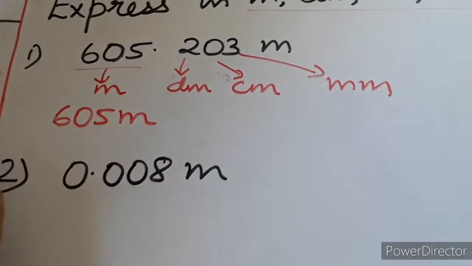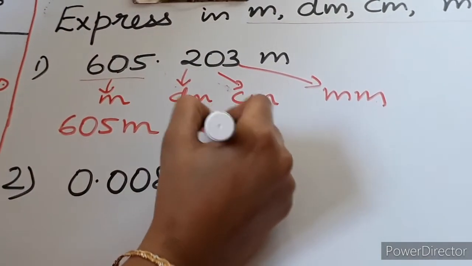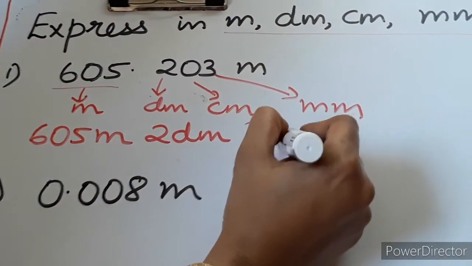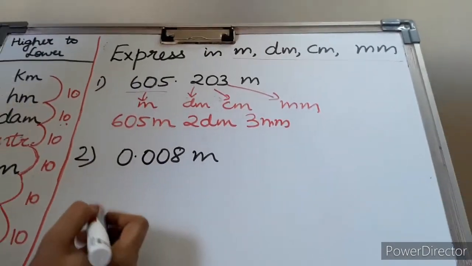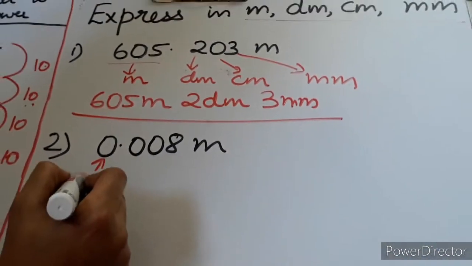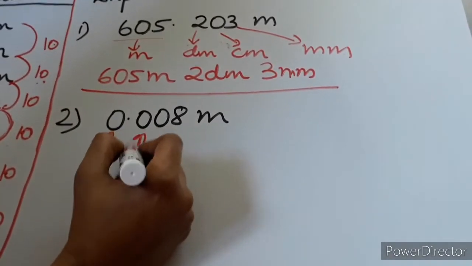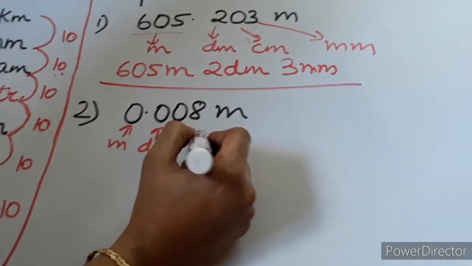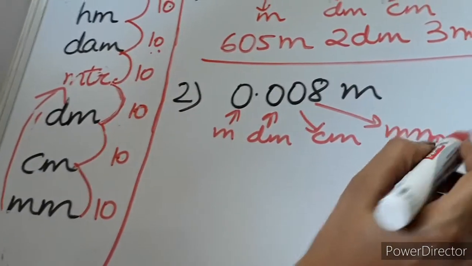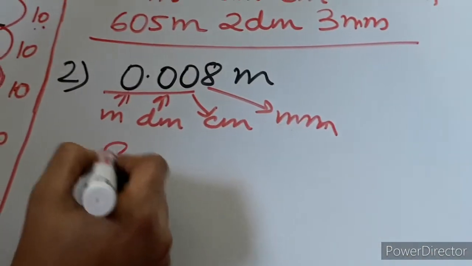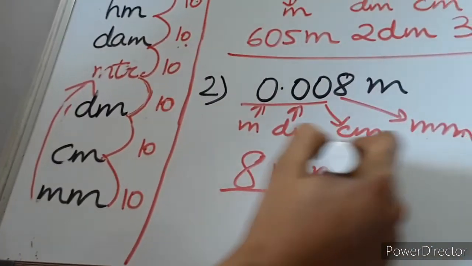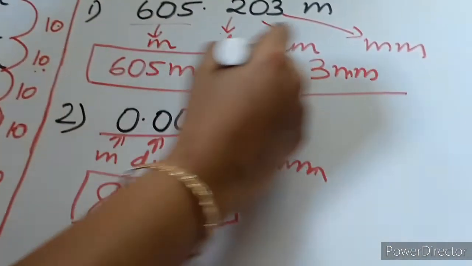Coming towards the lower values, how will we write the answer? 605 meter, 2 decimeter. This 0 has no value, so we will write here 3 millimeter. So this is the answer. Similarly here, this is meter, then comes decimeter, then centimeter, and then millimeter. Now we can see this has no value, so the answer will be 8 millimeter. So this is the answer.